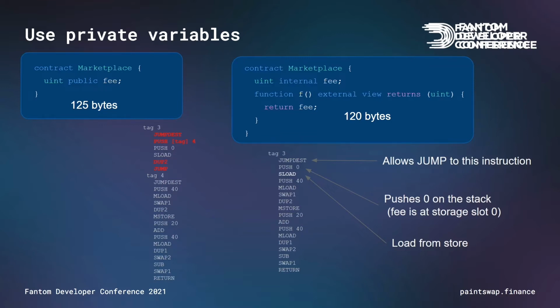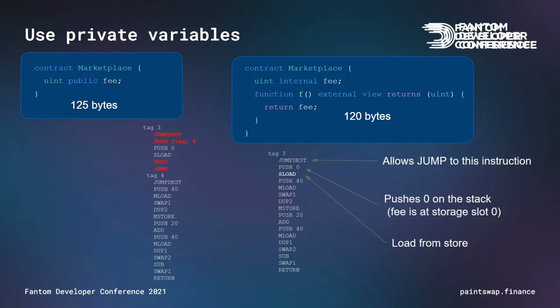So what's happening now is the tag 3 instruction will be called when the implicit getter is called. It's then going to push the tag 4 location onto the stack, call the same push0 and sload, which is going to load the fee onto the top of the stack, and then it's going to jump to the tag 4 location and then execute the rest of the code. Why it does this, I'm not totally sure.